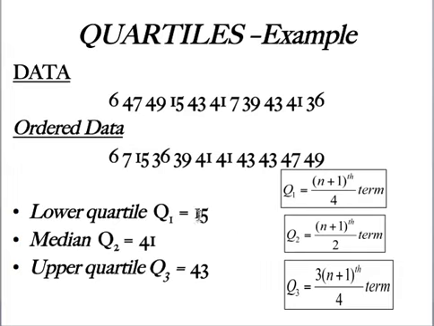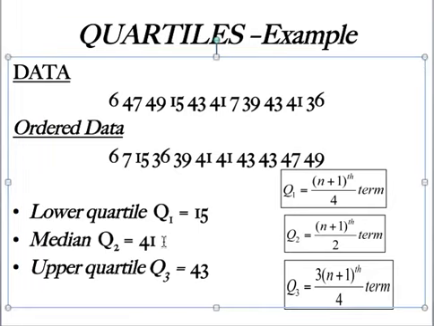Now this 15 indicates that 25% of the data is 15 or less, or we can say 75% of the data is 15 or more. The second quartile, which is the same thing as the median or the number in the middle, is found by (n plus 1) over 2 term. N, as we said before, is 11. 11 plus 1 is 12. 12 divided by 2 is 6.